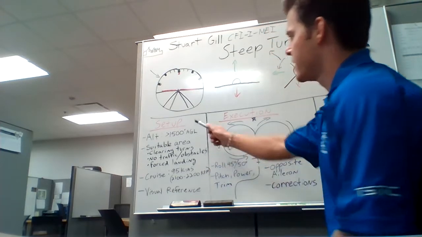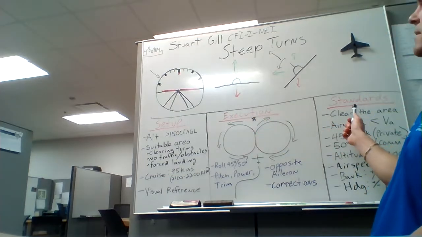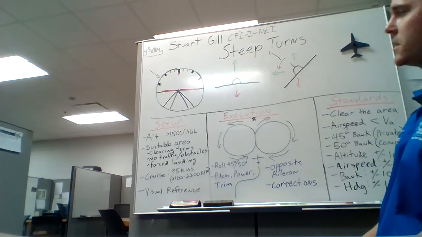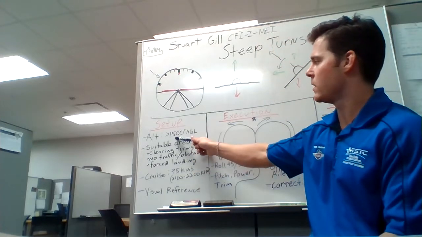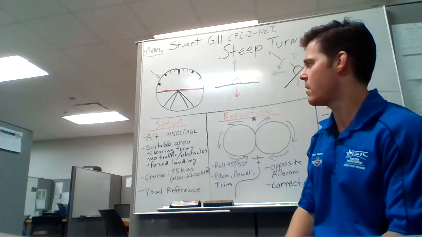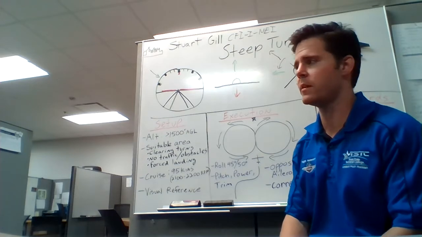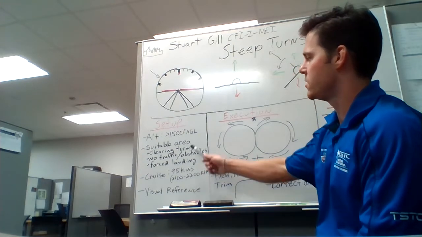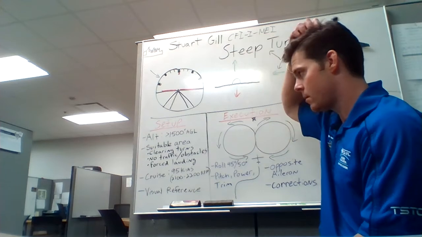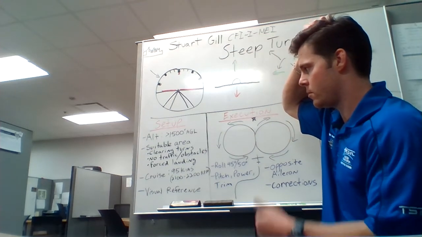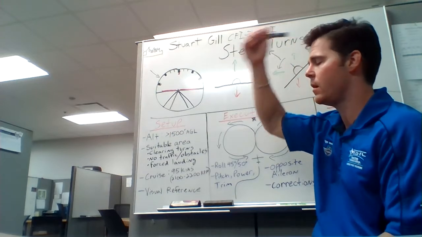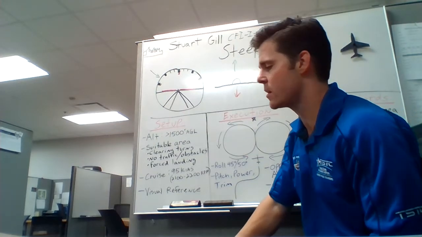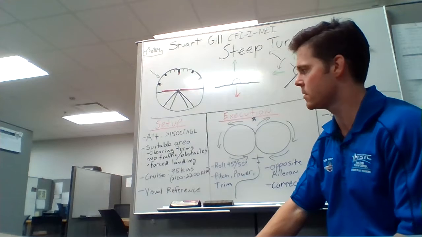So let's get into the setup, the execution, and the standards for steep turns. This maneuver calls for no less than 1,500 feet AGL, and we want to use 500-foot increments. We're going to use a suitable area to execute the maneuver. We're going to do clearing turns, make sure there's no other traffic in the area, and that there are no obstacles or obstructions like towers or mountains.